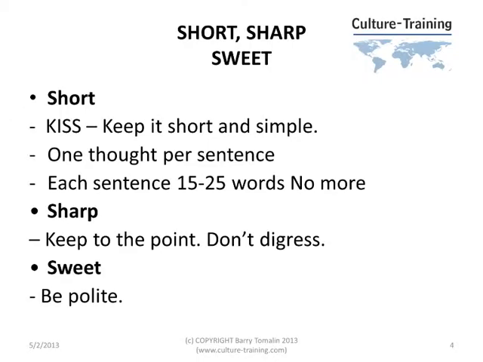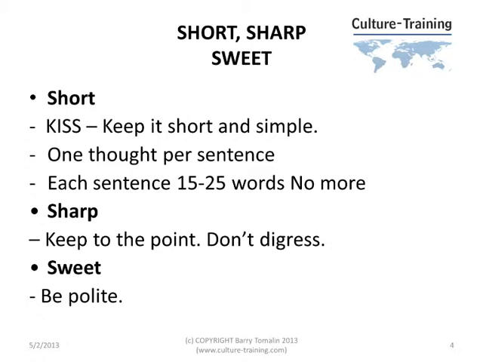So, our next step is to apply the communication triangle. At the top, you can see concise, short, sharp, and sweet. What does that mean? Well, this shows the 3 elements of being concise. Keep it short, keep it sharp, keep it sweet. First, short. To be short, use KISS. That's an acronym. It means keep it short and simple. Or as the Americans say, keep it simple, stupid.